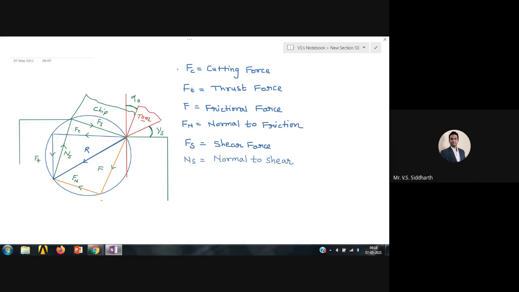All the forces are done, or any forces are left? How many forces we have? 6, na? 1, 2, 3, 4, 5, 6. Resultant we don't show actually, because R is a resultant only, no? So there is no point in getting confused. Now you tell me, if this angle is alpha, what will be this angle? Same alpha naught? Yes or no?